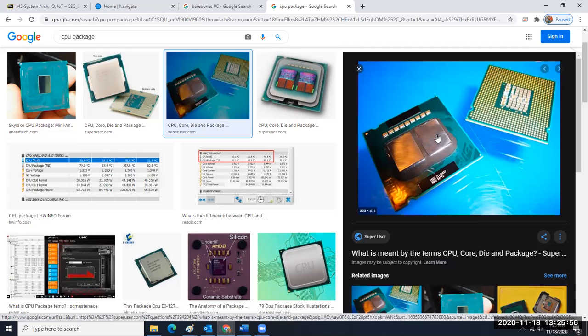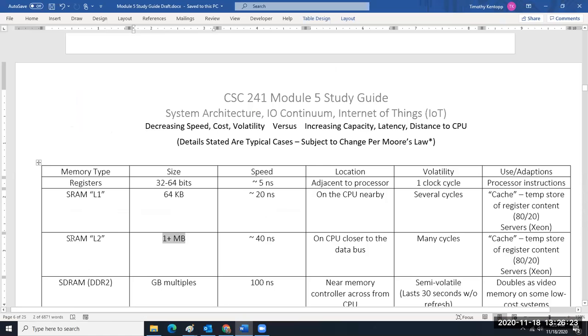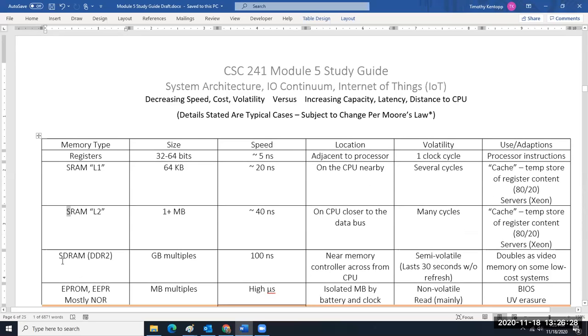In any case, what I want you to understand is that there are memory registers that are built into the package. They're built into the actual core itself. That's the L1 cache. And then there's an L2 cache that's part of the package. It's a little further out. It's not sitting on the core, but it's next to the core. And this stuff is super wicked fast memory. It's a form of static RAM, which is not to be confused with SDRAM.